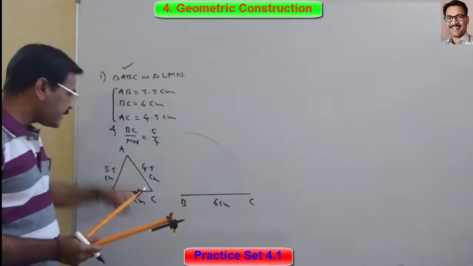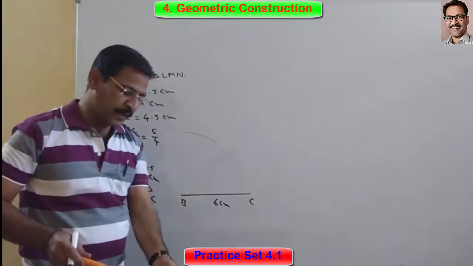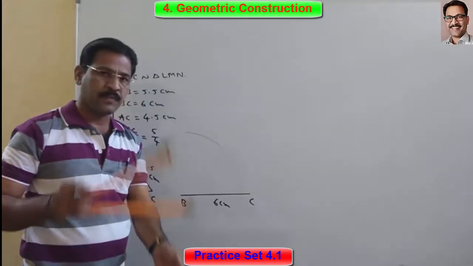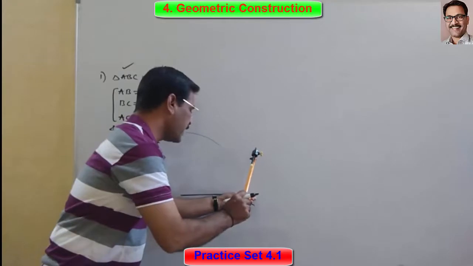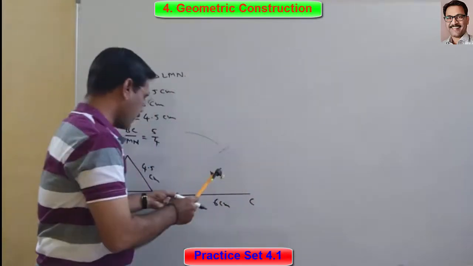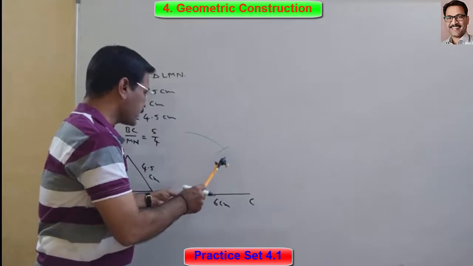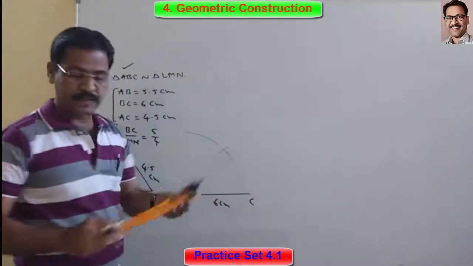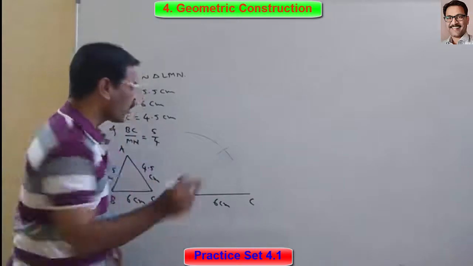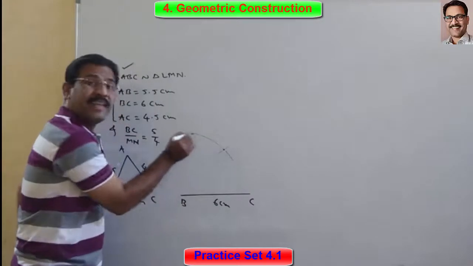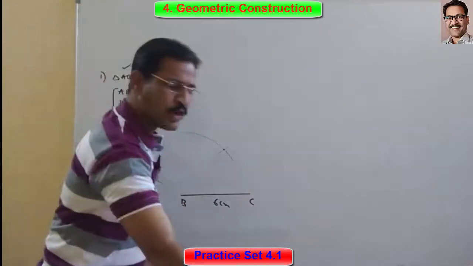After that, AC is what? 4.5. I'll take here in compass 4.5. Yes, like this one. And now from C we have to draw one arc here. So I will just extend that previous one. Okay, like this. After getting that, the 2 points intersect each other, so this is the intersecting point. I'll just join that one.